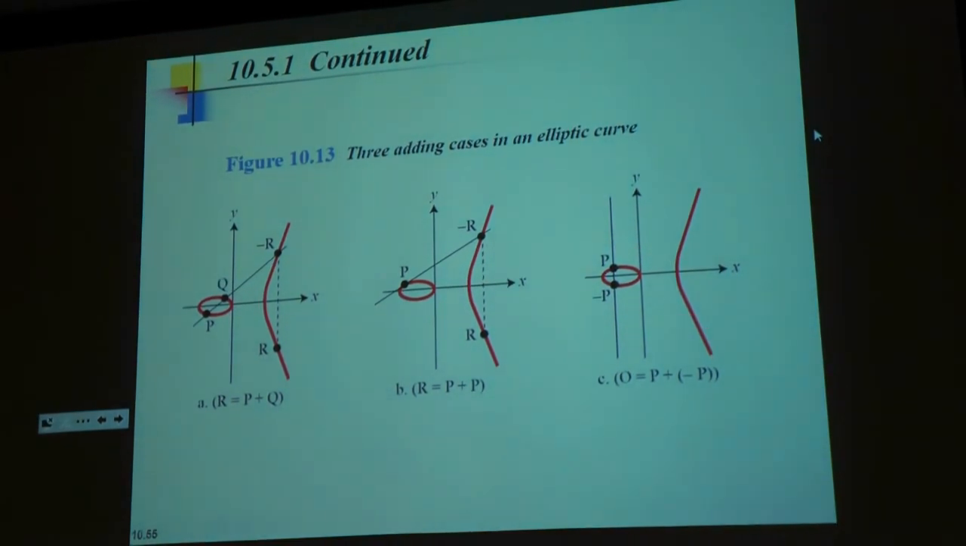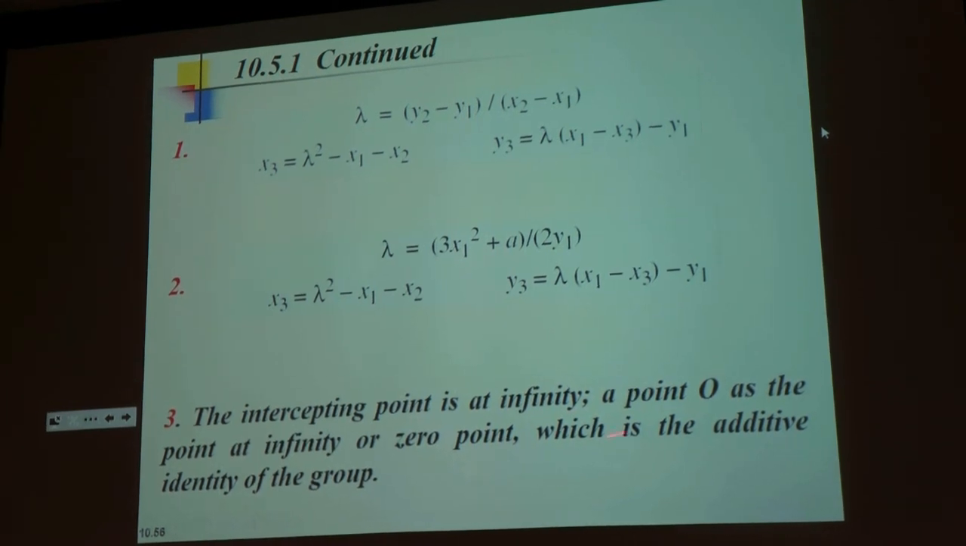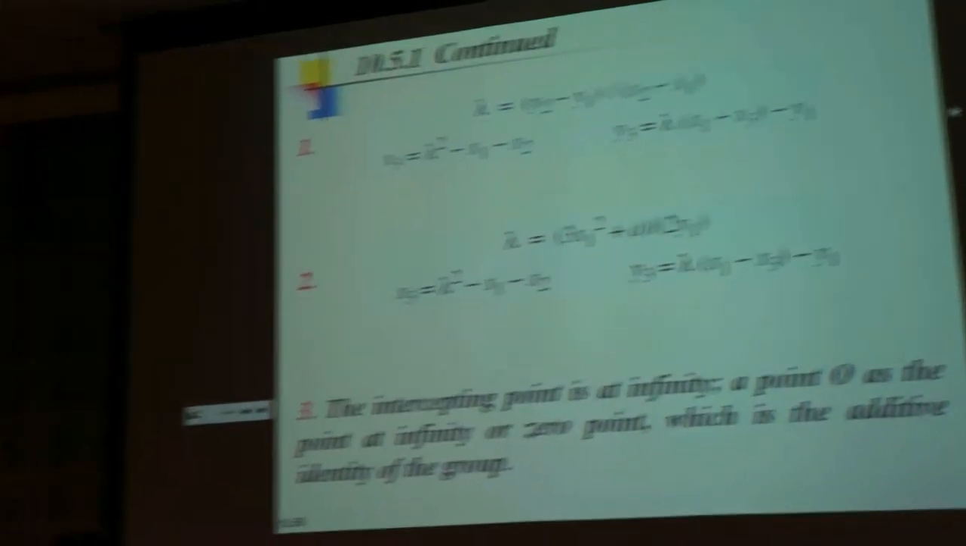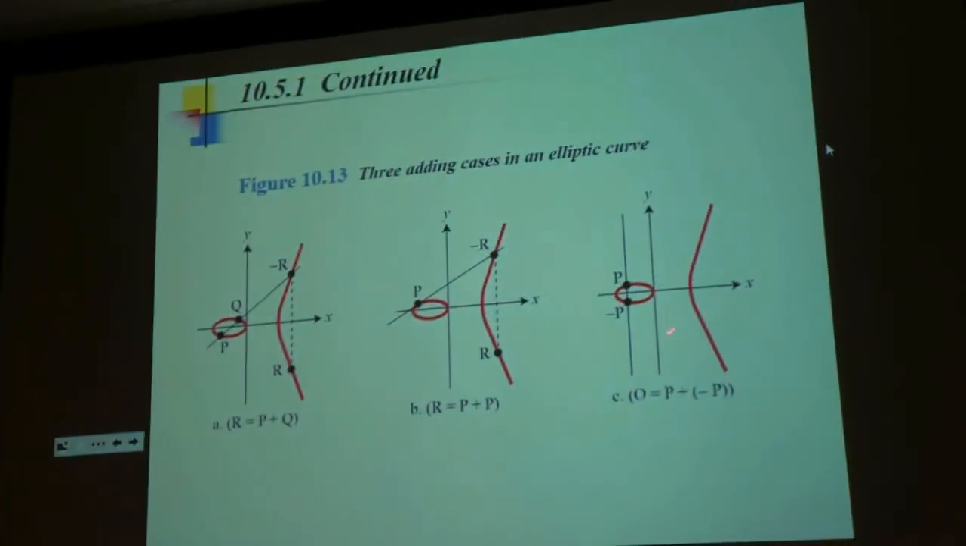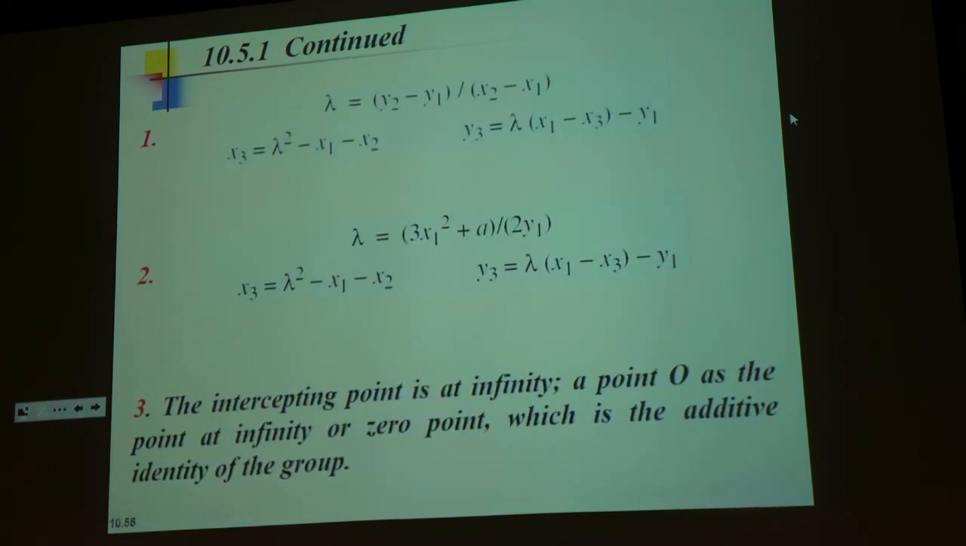In the third case, the intercepting point is at infinity. It will intercept the curve at infinity. A point O is the point at infinity, or zero point, which is the additive identity of the group. So when you add it to itself, it will give you the identity. And here we add P to P, and these are the equations to calculate the third point. So you have a point on the curve, you add a point to it, and it has to give you a third point on the curve, right?